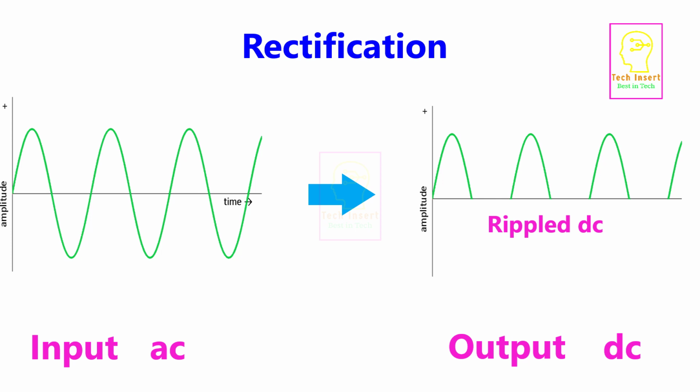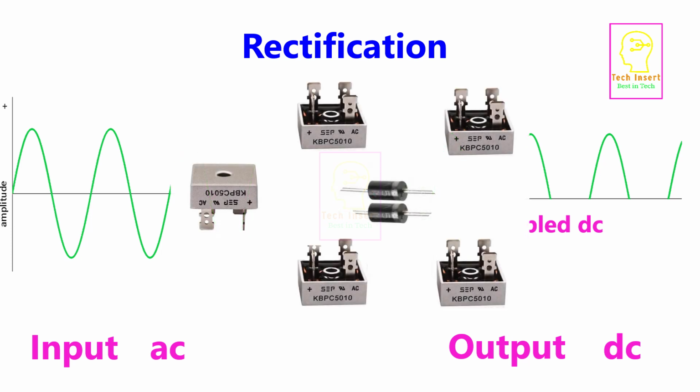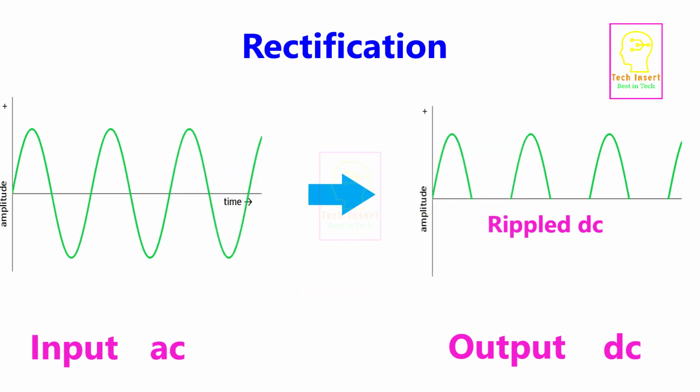Next process name is what we call rectification. You know, all the electronic equipment are working on DC. So what is the rectification process doing? It is converting the AC into DC. So in the rectification process, the alternating current is converted to the direct current, and the component which will do that process is what we call a rectifier. You have heard about rectifier diodes and all.